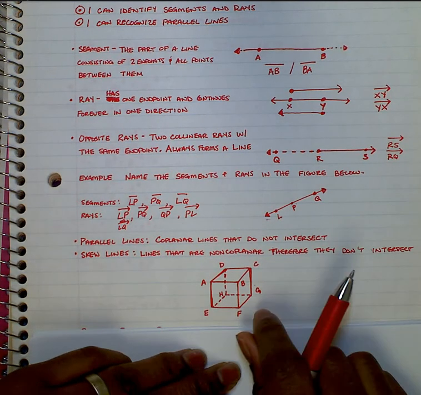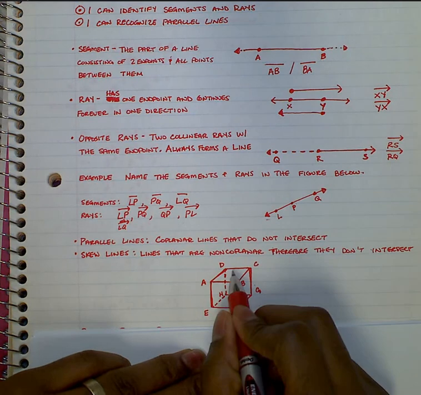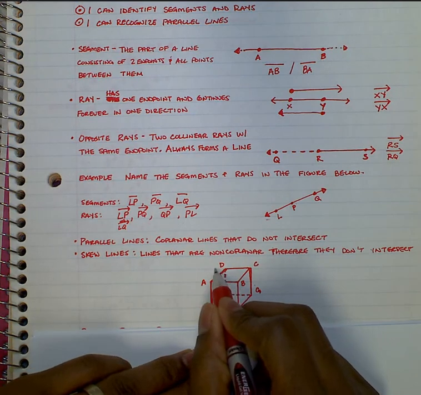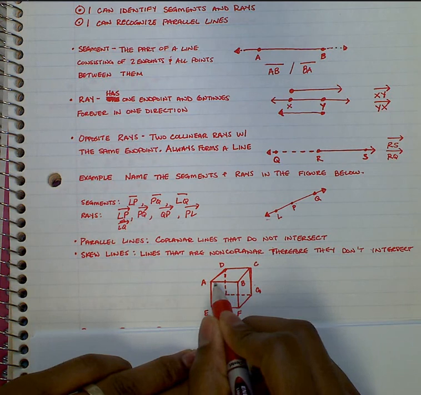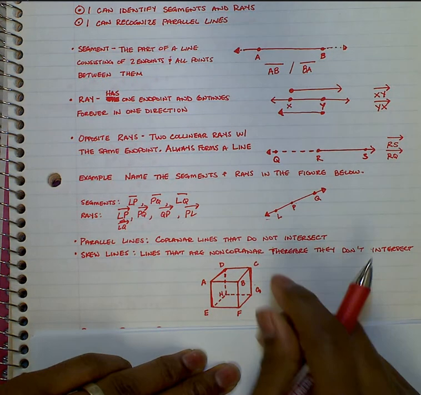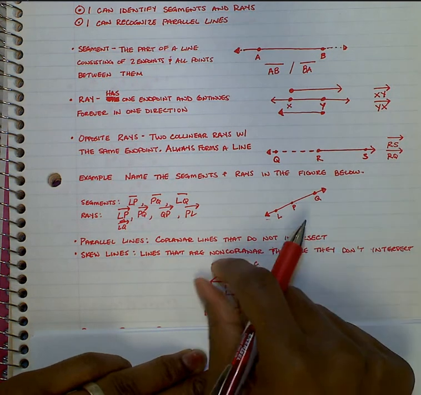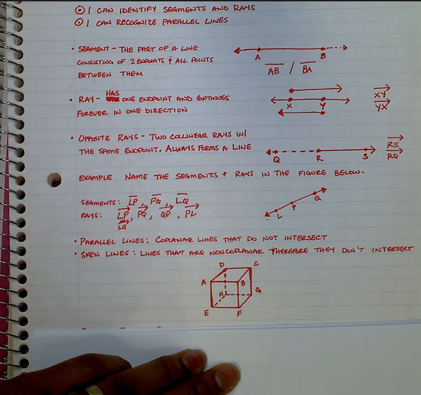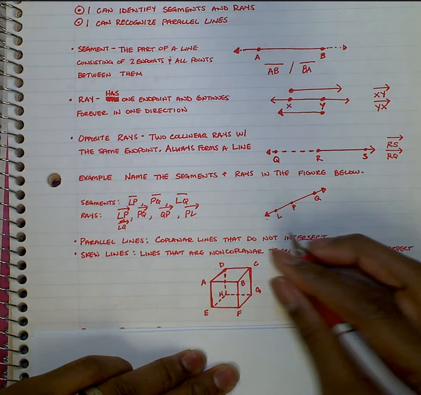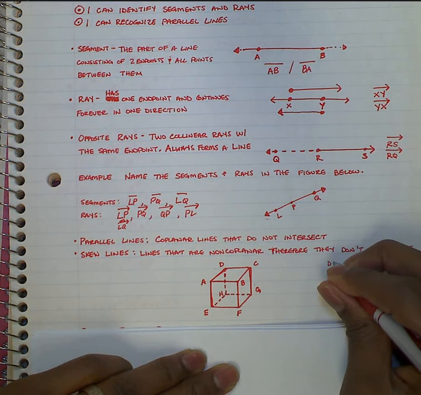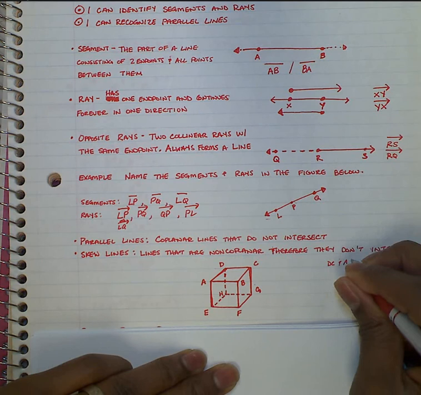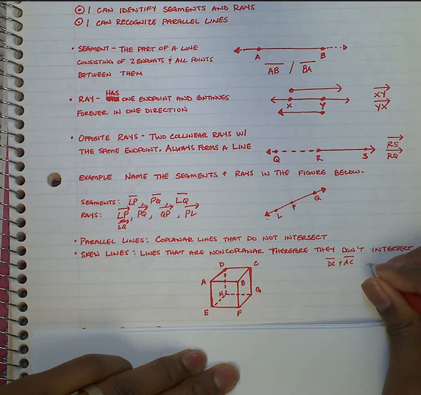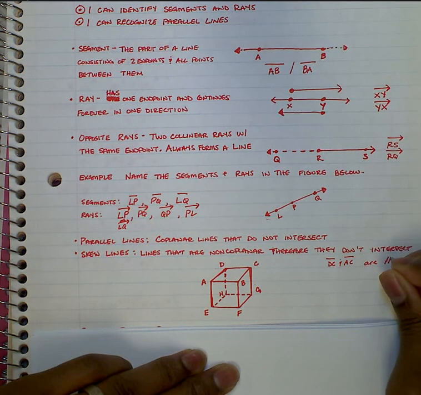So looking at this cube, I have parallel lines here. DC is parallel to AB. Notice they're at the top of that cube. They're both on the top, but as they continue on, they don't touch, they don't intersect. Those two lines are parallel. DC and AC are parallel lines. And then sometimes you see parallel as just two straight lines. That means parallel.